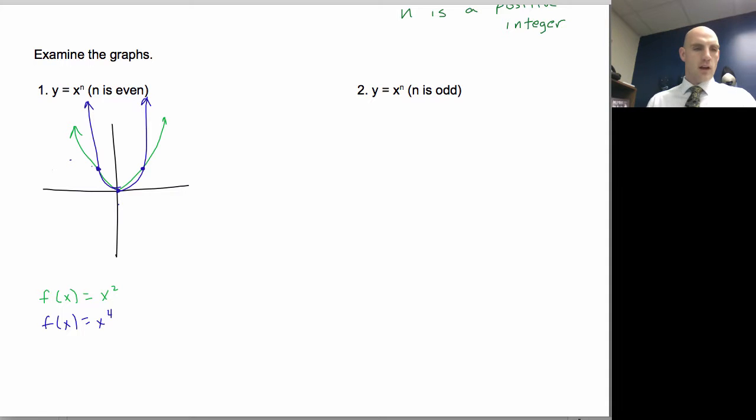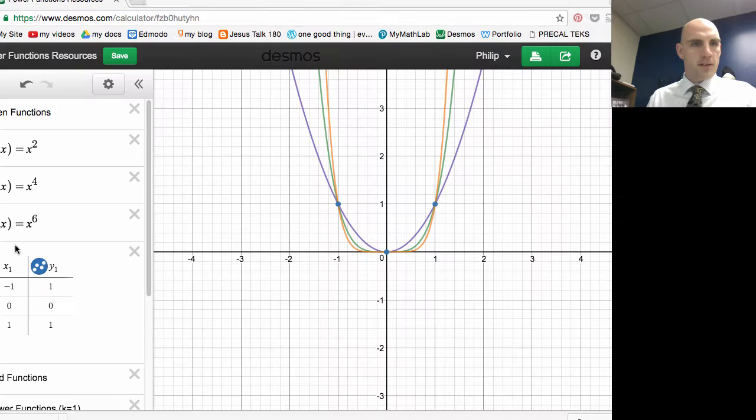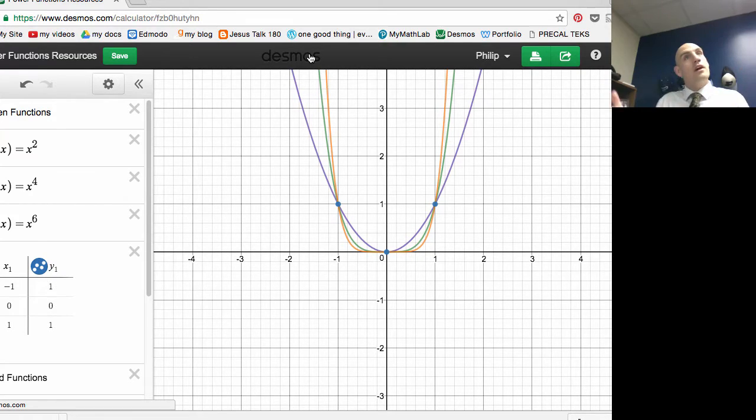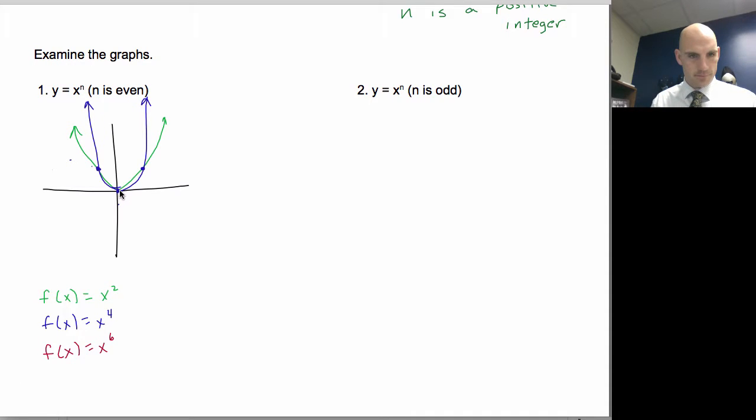I'm going to grab a different color here, a red. f of x is x to the sixth. My x to the sixth graph goes even below all of them, but then goes through that point and it's narrow. So it goes below the other graphs and then it's skinnier. So it's kind of tricky to draw here, but I'm going to see if I can. Below there, and then through.